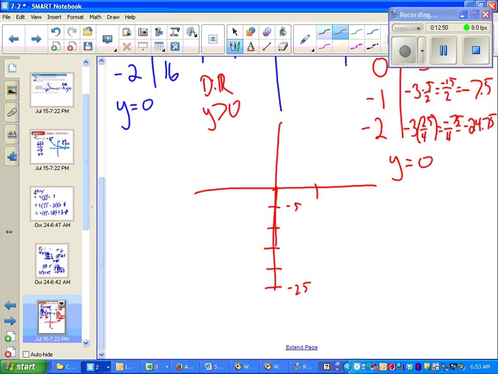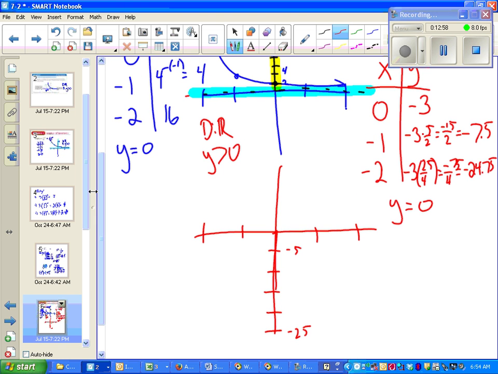First one up, 0, negative 3. Then negative 1, negative 7.5. And negative 2, negative 24.5. Notice this is still exponential decay because it gets steep on the left, flat on the right. It flipped upside down right now.